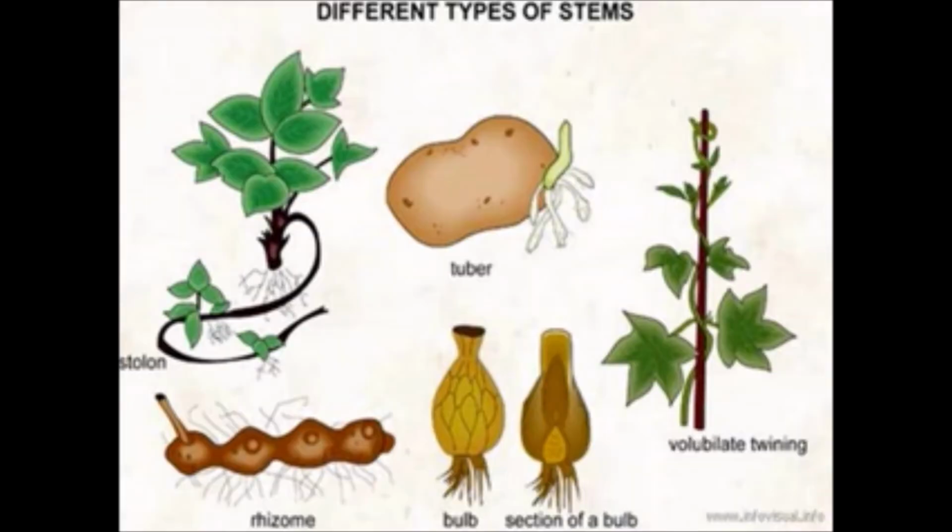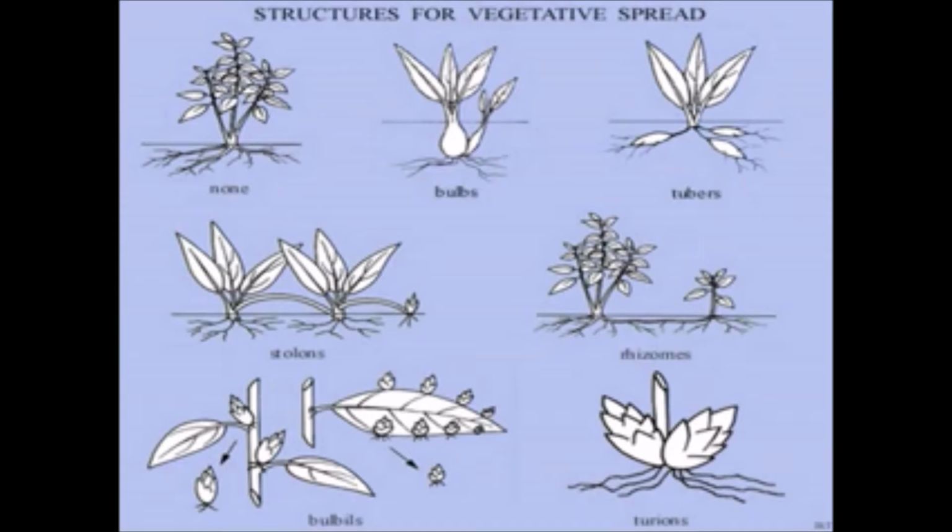Different types of stems: stolons, tubers, rhizomes, bulbs, sections of bulbs, and voluble twining. Structures for vegetative spread: you have here bulbs, tubers, rhizomes, stolons, bulbils, and turions.